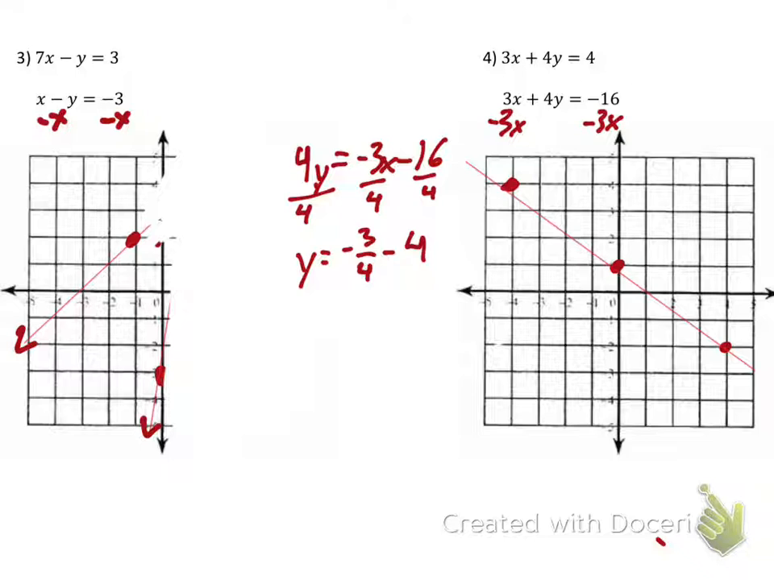So I'm going to start at negative 4, and then my slope is negative 3 over 4. So I can't go down and go over to the right 4, so I have to reverse it. So I'm going to go up 3, 1, 2, 3, and then to the left 4, 1, 2, 3, 4. And if you notice, the slopes are the same, so these are going to run parallel. So this one is no solution.